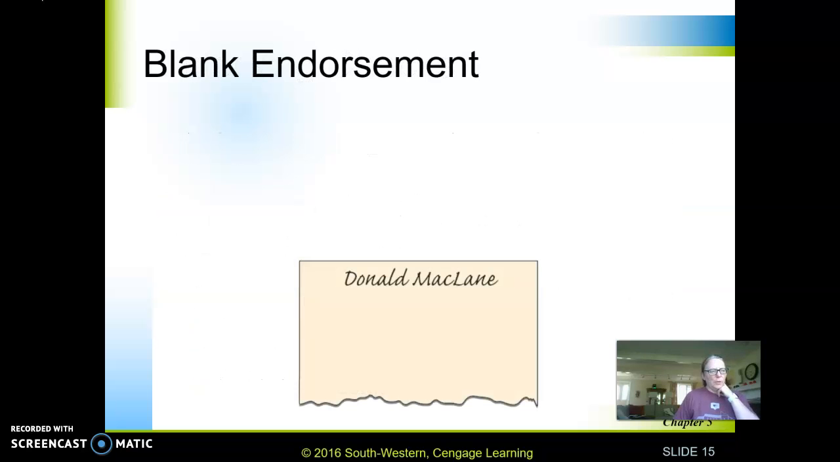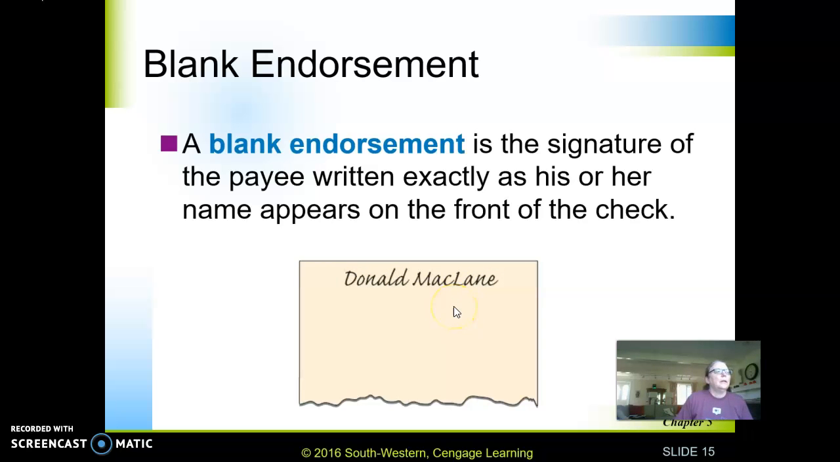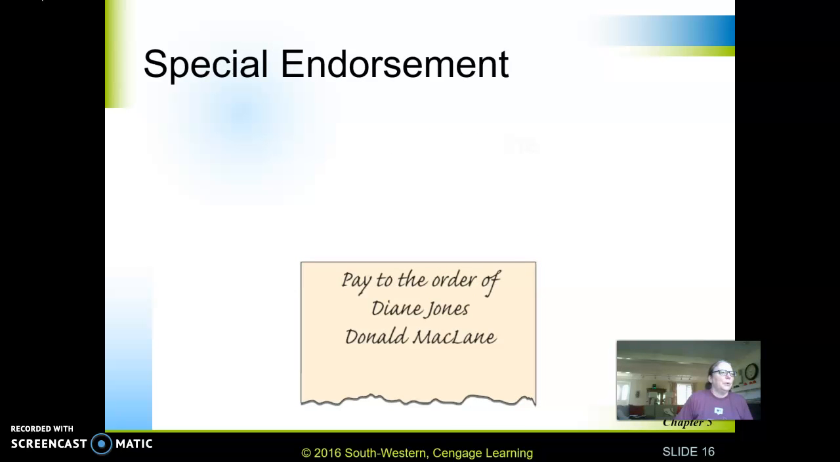For a blank endorsement, I would just sign the check, Donald McLean. And if my name really should be MACLAIN, but they misspelled it on the front, I would first sign with the misspelling, and then underneath it, I would sign my name correctly. Okay? That is a blank endorsement. That's what most people do.